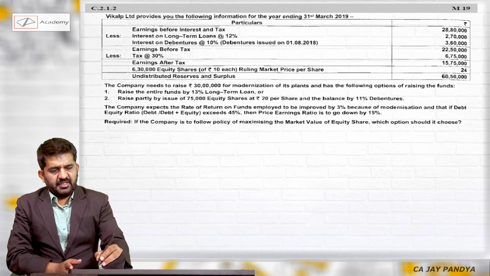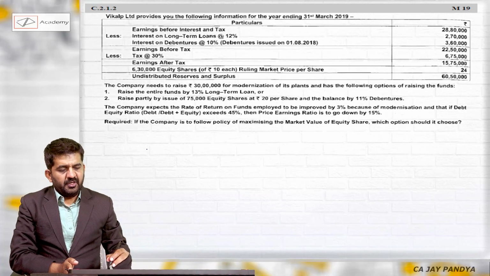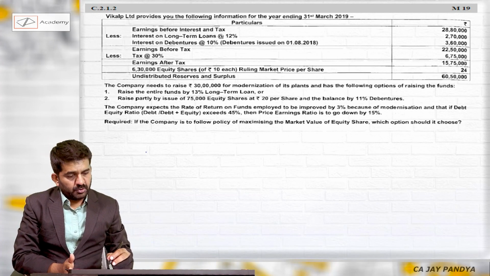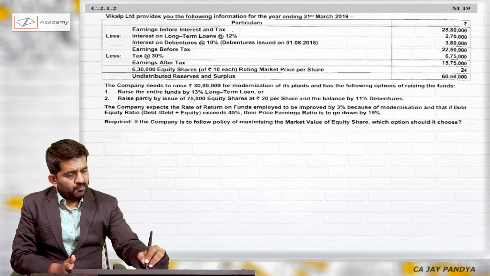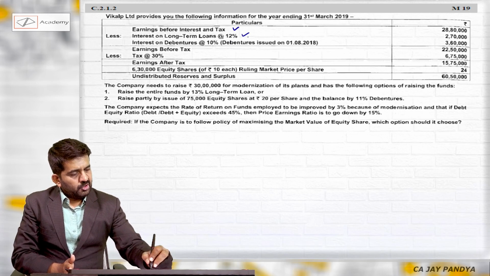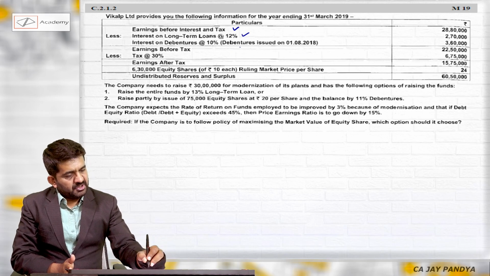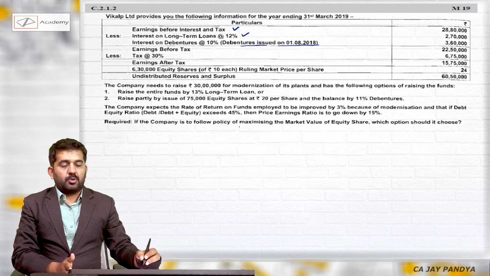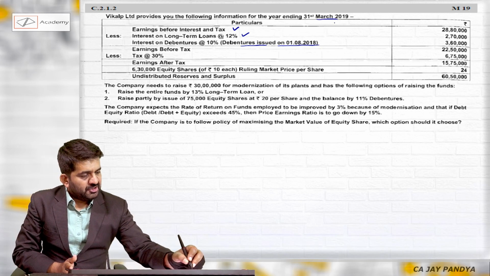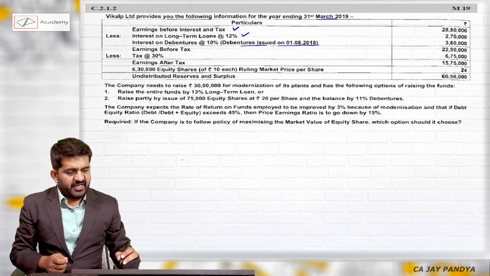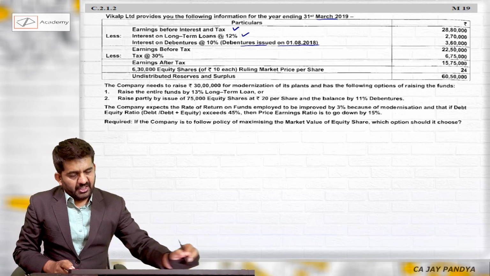Question is C 2.1.2. Vikalp Limited provides you the following information for the year ending 31st March 2019. Earning before interest and tax is 28,80,000. Interest on long-term loan 12% debentures is 2,70,000. Interest on debentures issued on 1/8/2018, and the information given as on 31st March 2019, is 3,60,000.